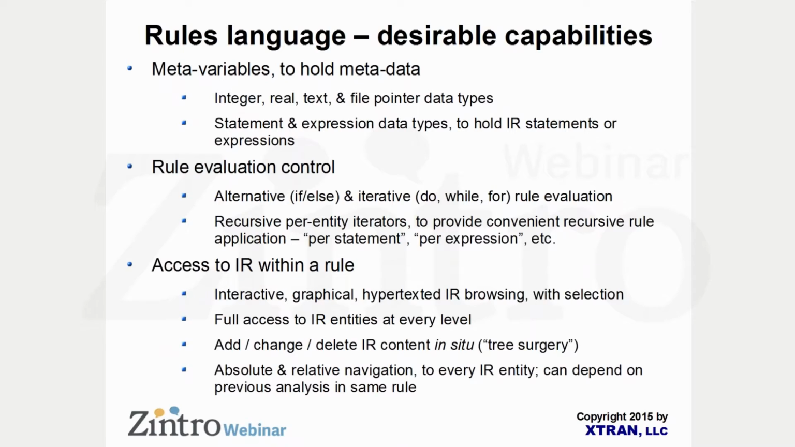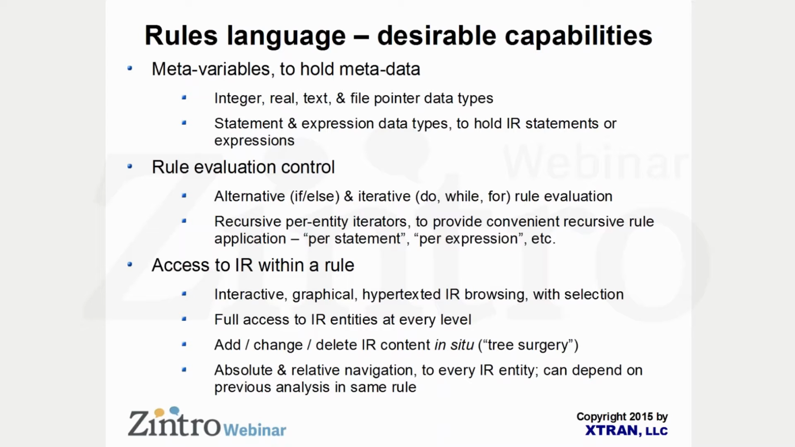More things that we'd like in our rules language. We're going to be manipulating stuff, so we need something to hold it, and that means we need metavariables. And in addition to the usual data types for variables in a programming language, integer, real, text, file pointers so we can do file I/O, we want some additional ones that are really specific to us, namely a metatool. We want to be able to declare a variable, metavariable, whose data type is, for example, statement.